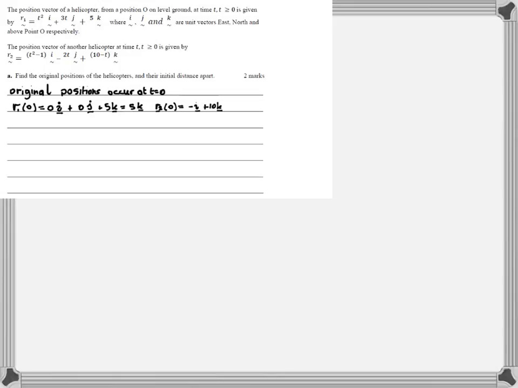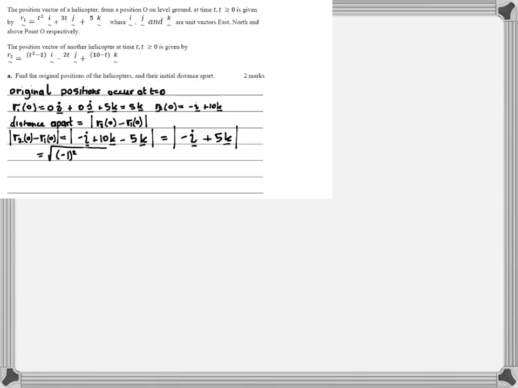So original positions occur when time is 0, at the start of everything. What is their position at time t equals 0? So substitute t equals 0 into each, and you work out r1 of 0 and r2 of 0. Okay, and then the distance apart is given by this rule. You take r2 at 0, subtract r1 at 0, and then you take the modulus of it to get the length of that vector. So we're going to carry out the subtraction of vectors and then take the modulus of it, and we will get root 26 units. Okay?